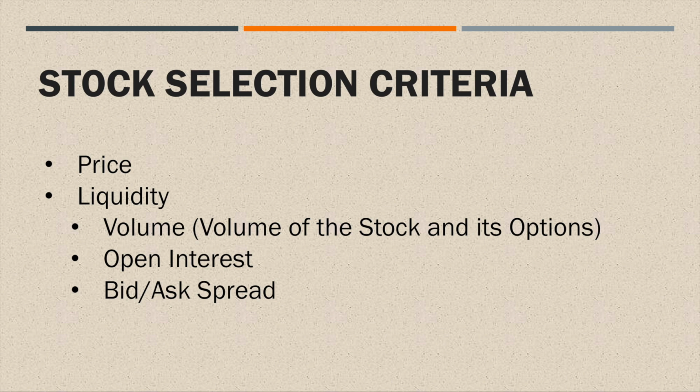So, going back to the stock selection criteria, there are two things. One is price, and price is a more important factor for the 25K challenge because of the unique nature of the challenge, which I'll come to in a second. And the second factor is liquidity, which I'll spend enough time explaining why liquidity is important. But liquidity has 3 components. One is volume, and volume means the volume of the stock and the volume of its options that you're trading. Second is open interest, and then finally the bid and ask spread.